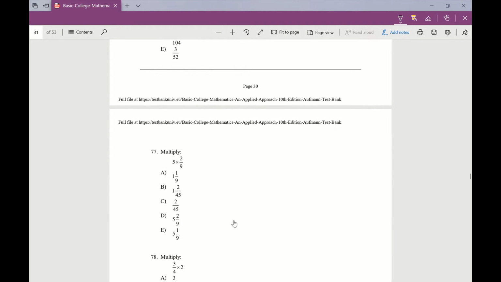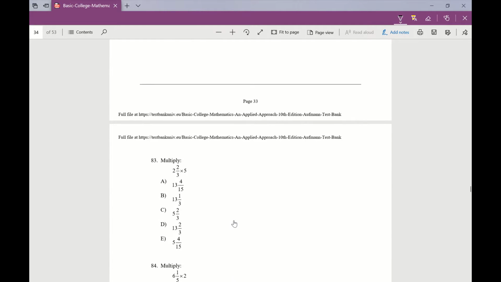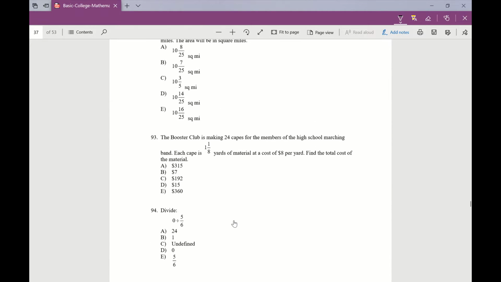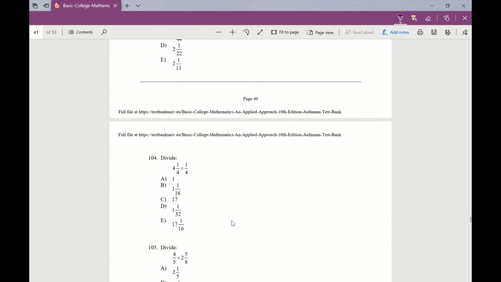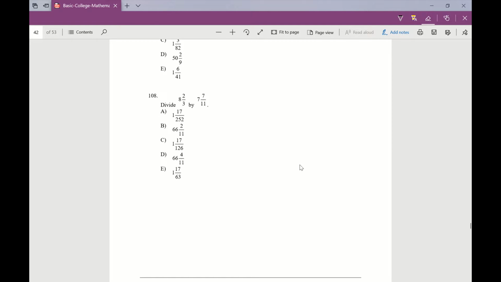Now, let's take a look at question number 108. Okay, now let's jump to question 108. The question is, divide 8 and 2/3 by 7 and 7 over 11. So I am looking at fraction divisions like that. So what we have to do is convert them to improper fractions.